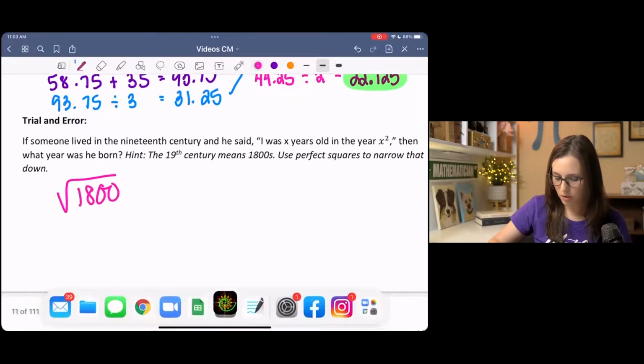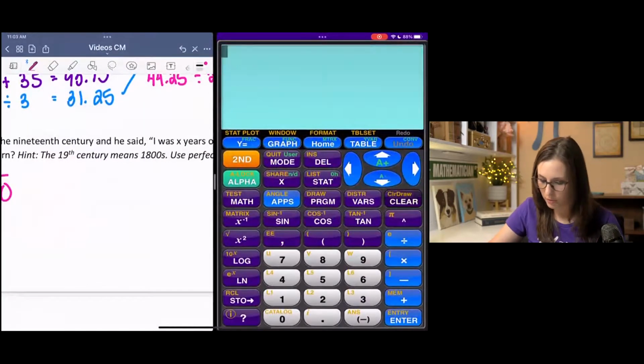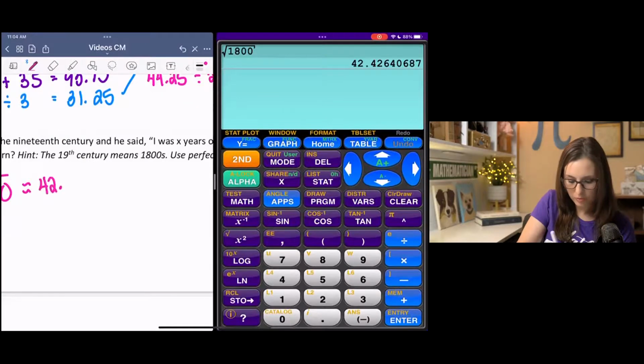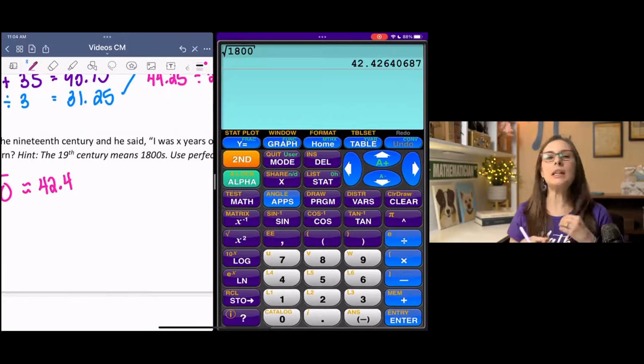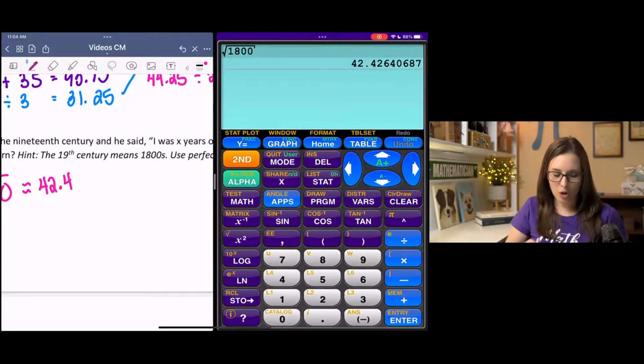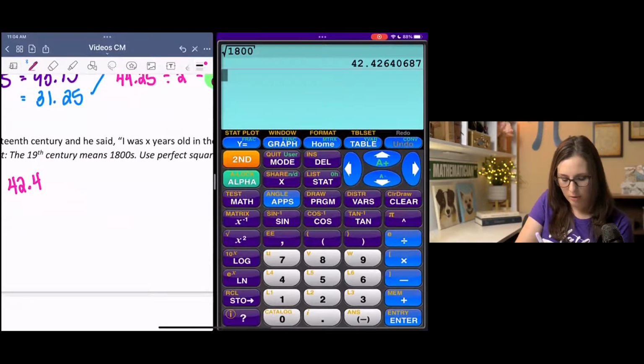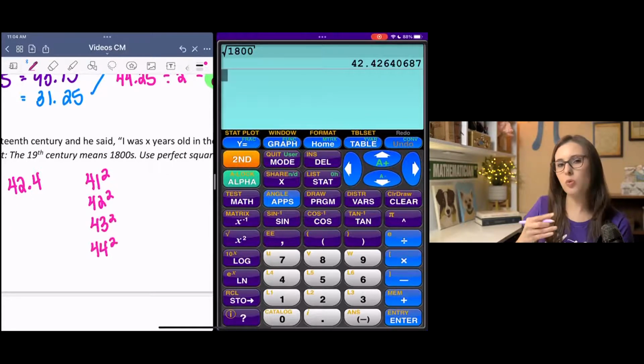I don't know that off the top of my head. I should. 1800. That's 42.4 about. So I'm guessing he's going to be around early 40s for his age, which means I'm going to kind of go around the 40s here. 41 squared, 42 squared, 43 squared, and 44 squared. I'm going to see which one of those is going to put me in the 1800s.